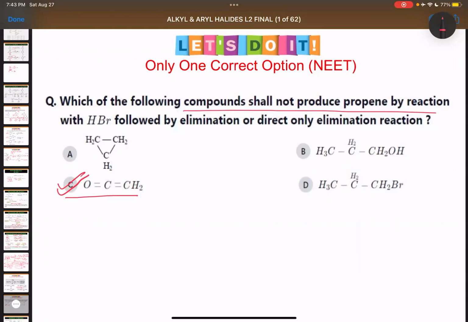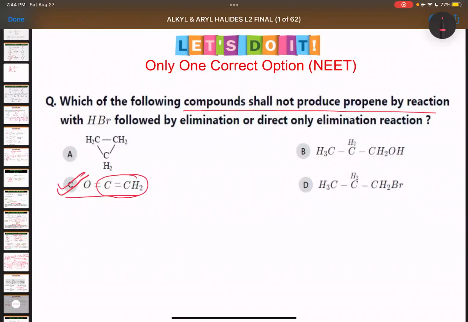Actually, you don't have to do the complete reaction. We will take HBr, and propene has 3 carbons, which is just having 2 carbon atoms. That's it. Okay, so that could be the short trick of doing this question. No need to solve the complete question, right? So I hope this is clear, right?